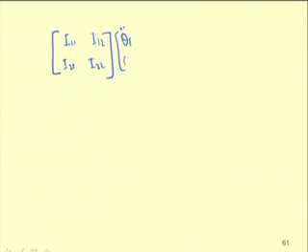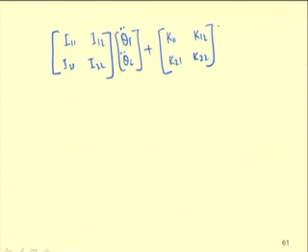So, it will be 2 by 2, so I11, I12, I21, I22, times theta 1 double dot, theta 2 double dot. So, this is the general expression written for the system. So, K11, K12, K21, K22, times theta 1, theta 2 equal to 0, 0. As no external force is acting on the system, one can write the right hand side to be 0.